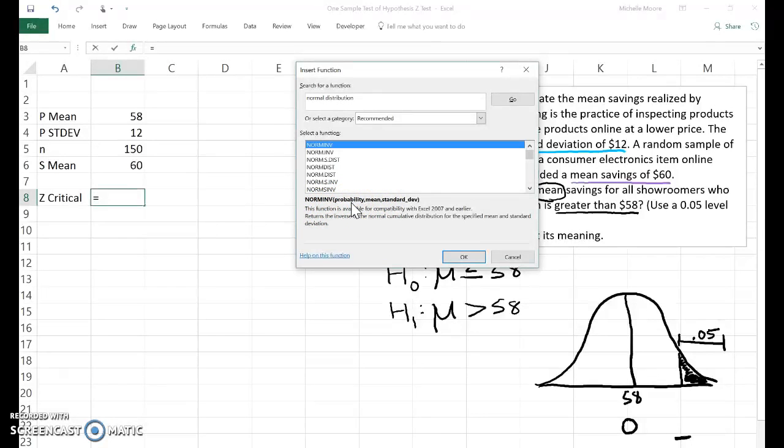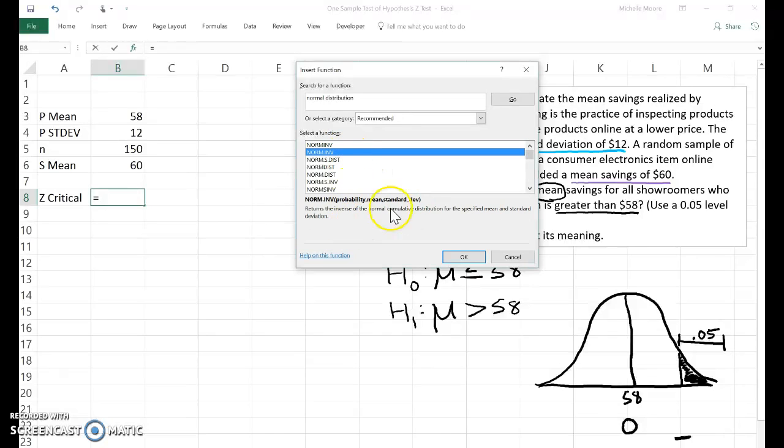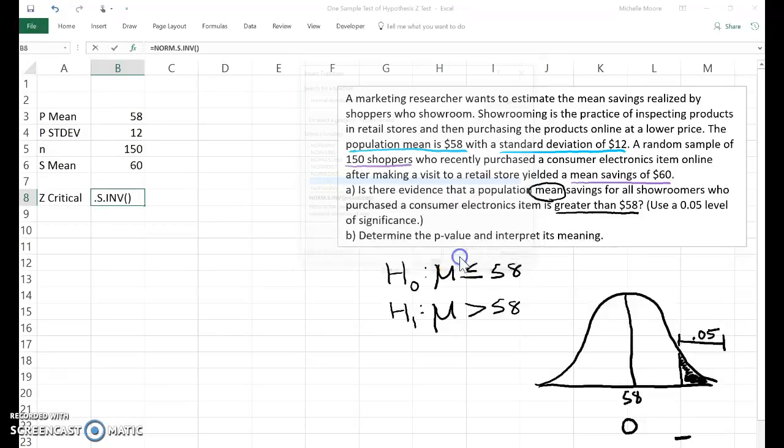Now, I know that I want to put in a probability, and that's really all I want to put in. So I can see this one needs a mean and a standard deviation, so that's not it. This one also needs a mean and standard deviation. So you can click through these, see what you need. This norm.s.dist is where you put in a z-score, so that's the opposite of what I'm looking for. Now I know, because I've done this a lot, that I want the norm.s.inv, and see how it just wants a probability. That's all it needs. So I'm going to hit OK.